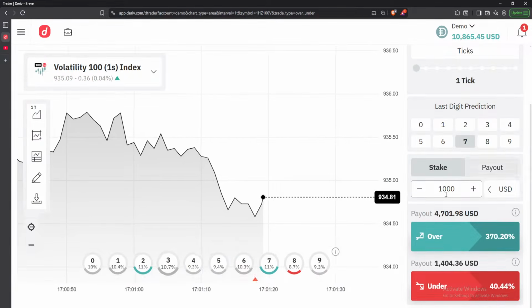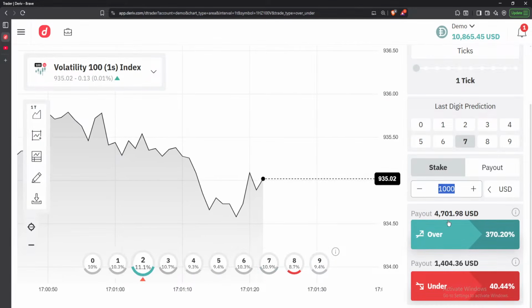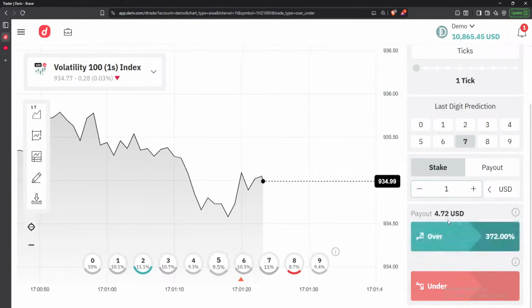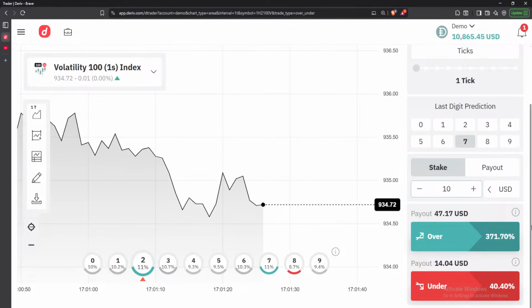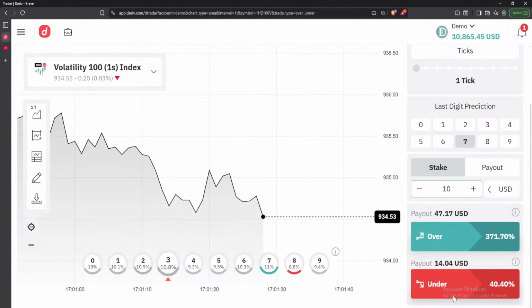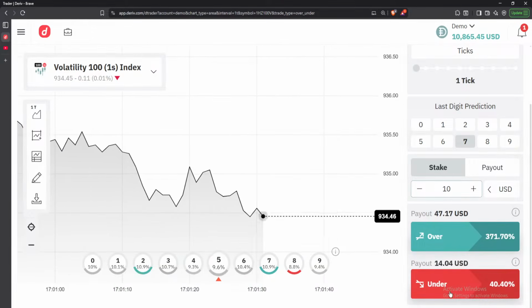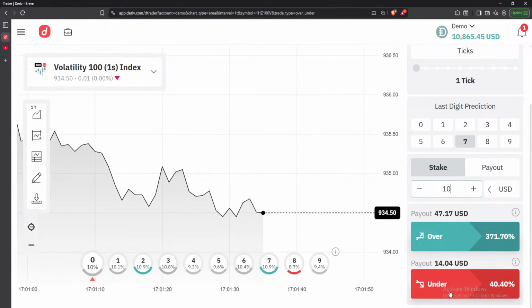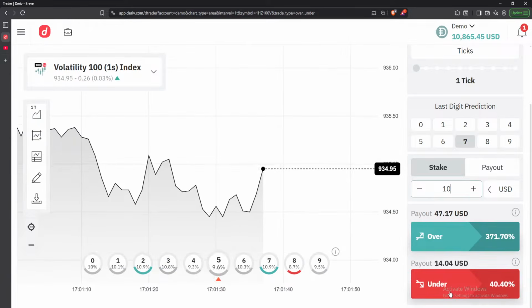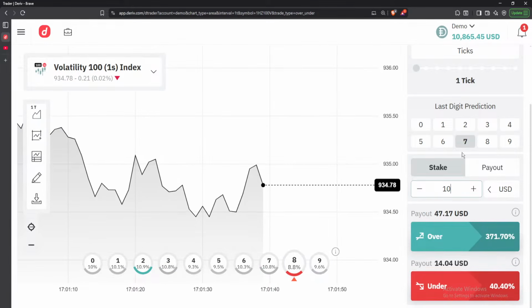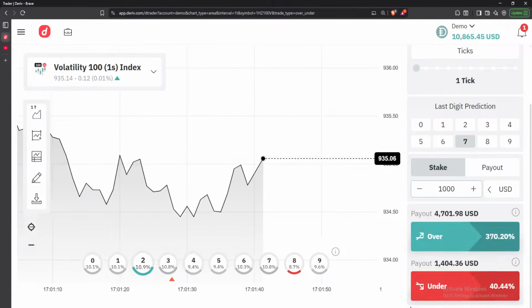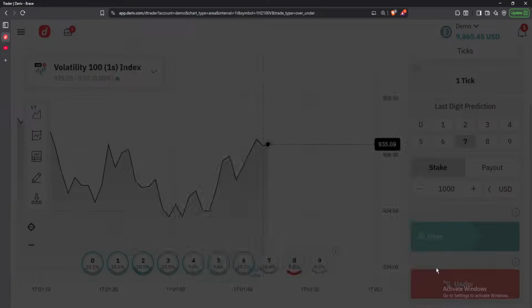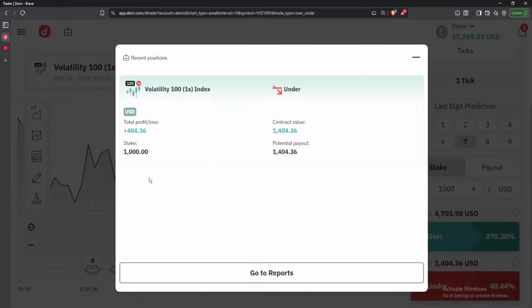In under 7, you get a profit of, let me minimize this, let me get to $10. In under 7, you get a profit of 40%, which is not bad. Actually, it is very nice. 40% is really, really good. If you look at it from a good angle, it means if you have 1,000, you'll get approximately $400, which is really, really nice.